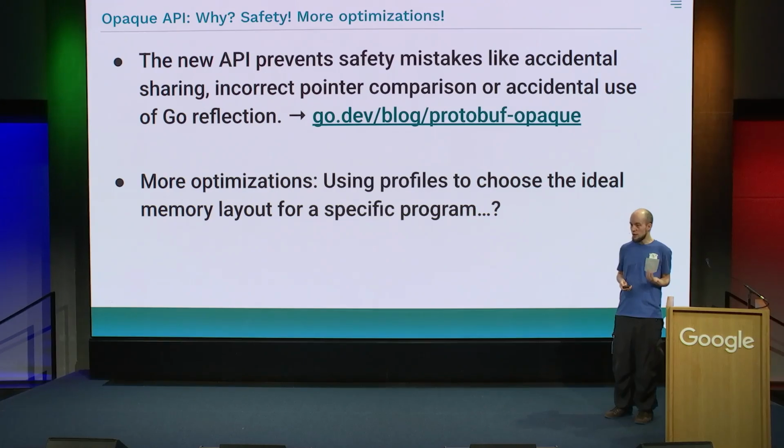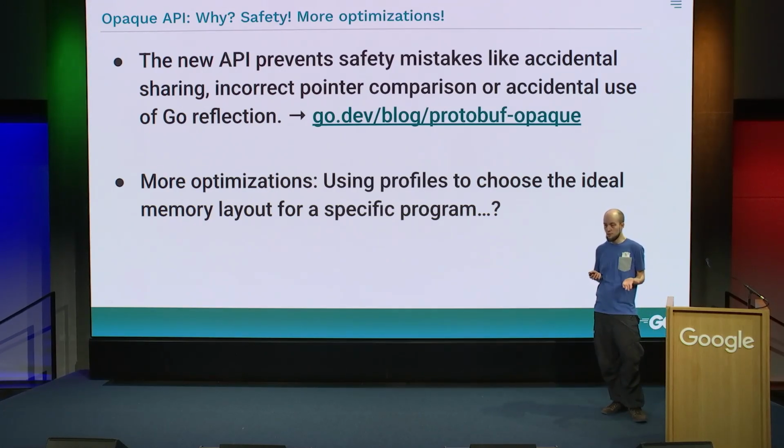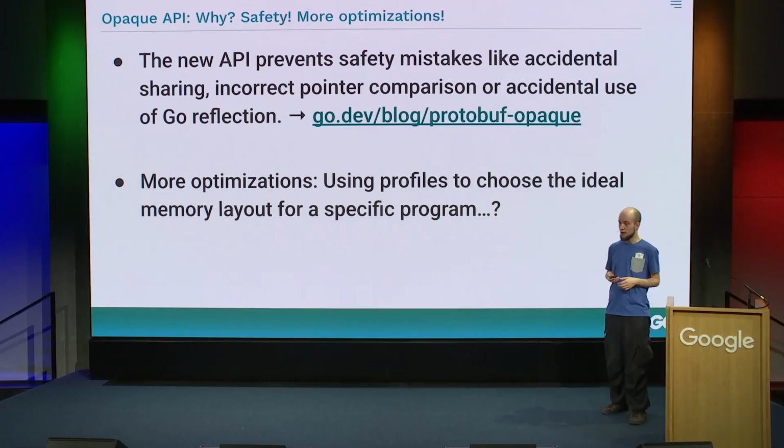Also, the new API prevents various safety mistakes, like accidental sharing through the pointers or incorrect pointer comparison, and also accidental use of Go reflection on protobufs. In the interest of time, I'm not going to go into all of them here, and you can read up on them on your own time on the Go blog in the Protobuf Opaque blog post.